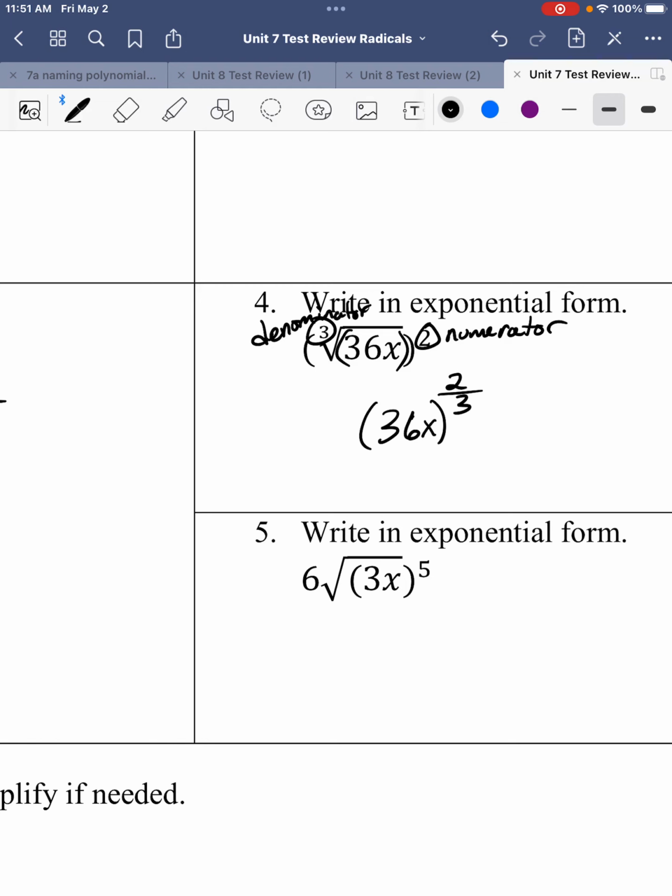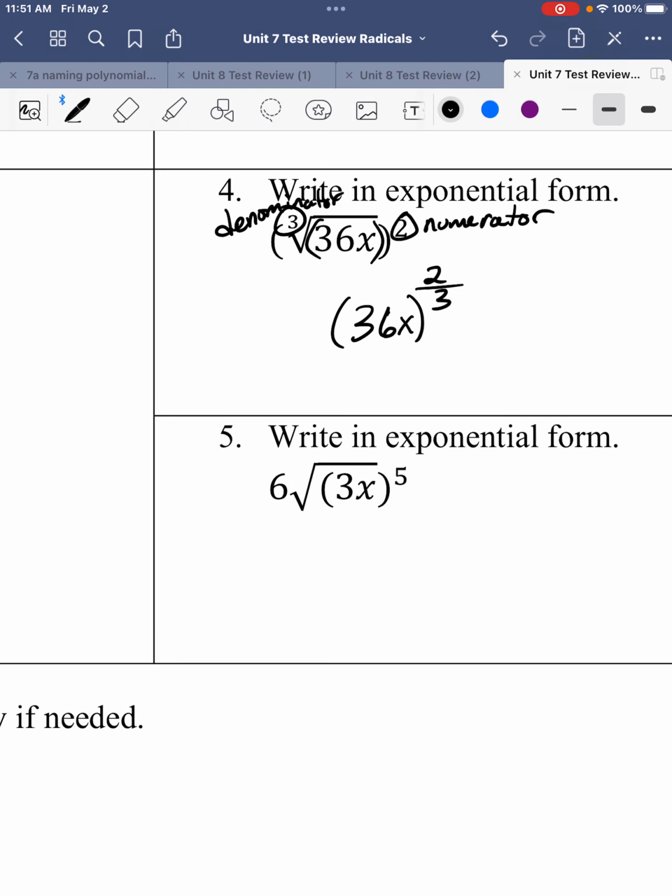It's 2/3, and that's exponential form. That's all we got. All right, the 6 and the next one, that is all by itself. It has nothing to do with the radical. It is in front of it, so we've got to keep it in front of it.